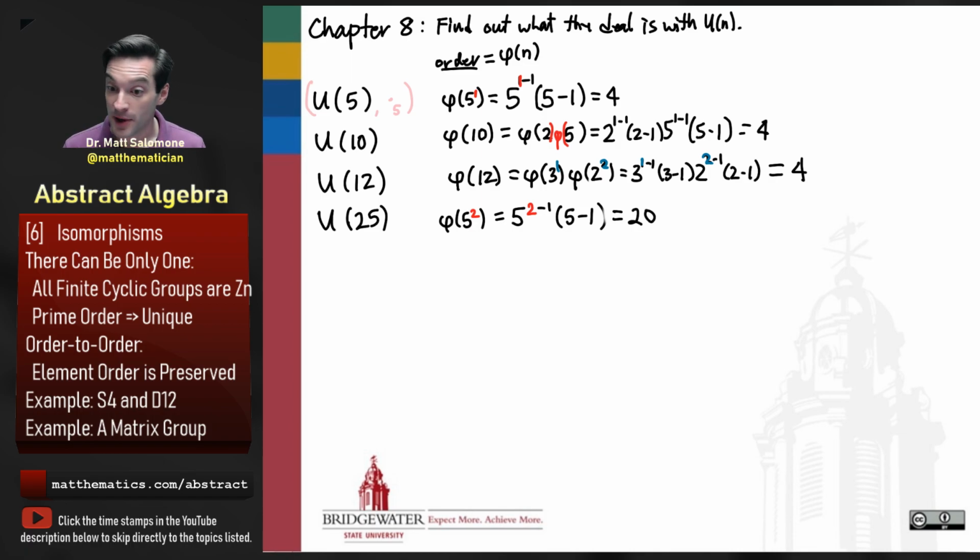So the first thing that we notice just from these Euler phi calculations is that out of this set of 4 multiplicative groups, 3 of them have the same order as one another. These first 3 groups here are groups of order 4. The group at the end here is a group of order 20.